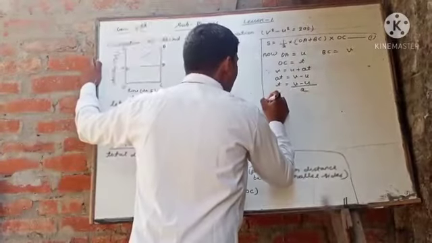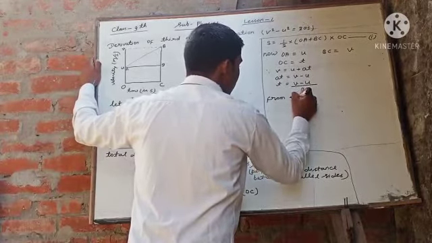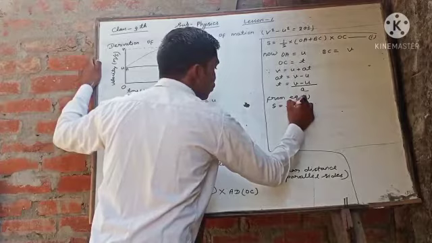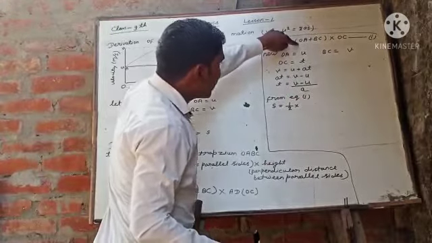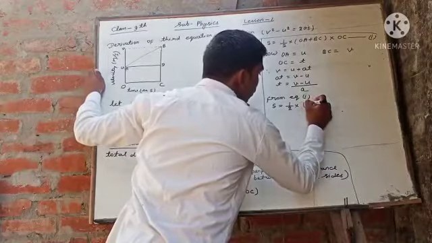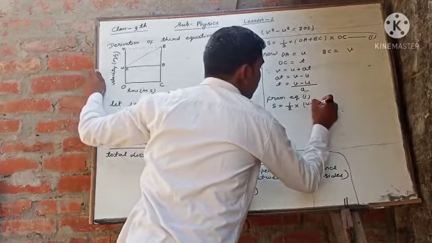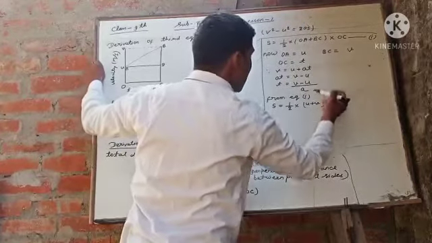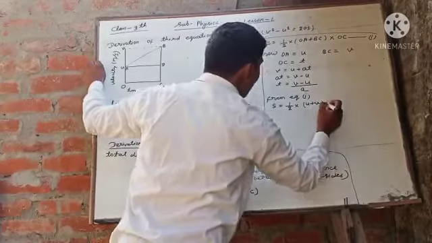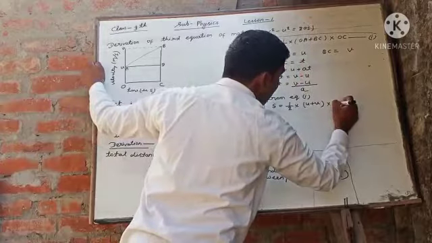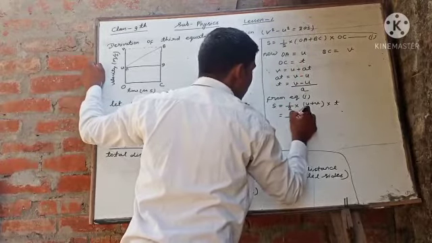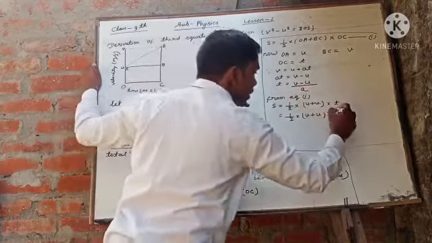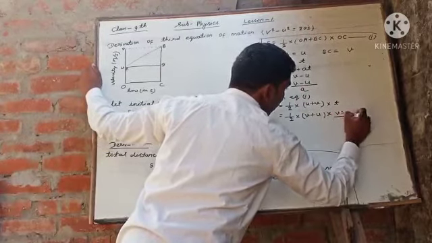So from equation 1, s is equal to 1/2 into, in place of OA it will be u, so u plus v, and BC is v, and in place of OC, which you can see is t, we write 1/2 into v plus u into, in place of t, v minus u upon a.